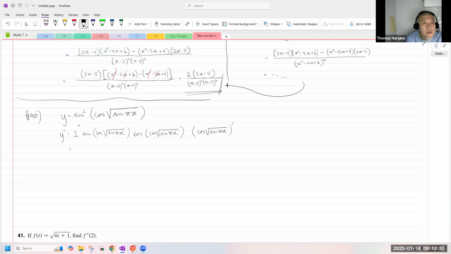Oh, these factors here is just double angle, huh? Let me just do it. So that is 2 sine of 2 cosine square root of sine pi x. Now then I worry about the derivative of cosine, which is negative sine of blah times derivative of that blah.